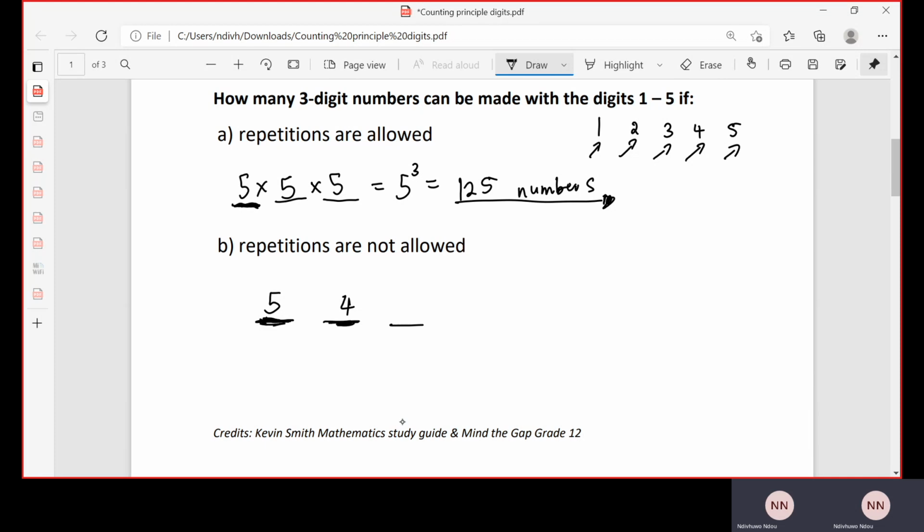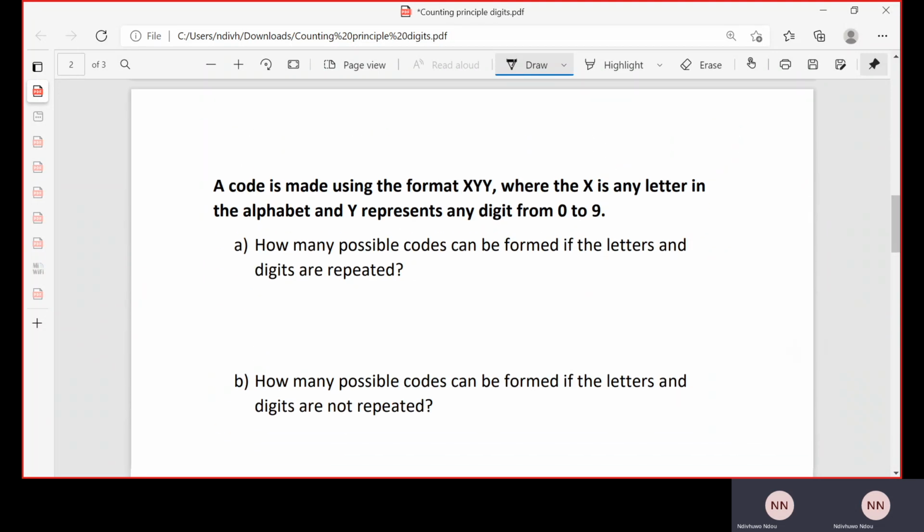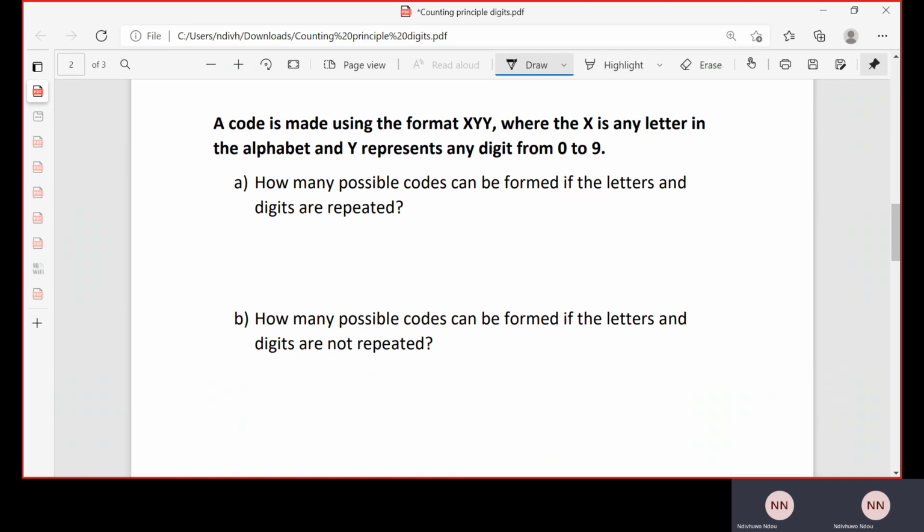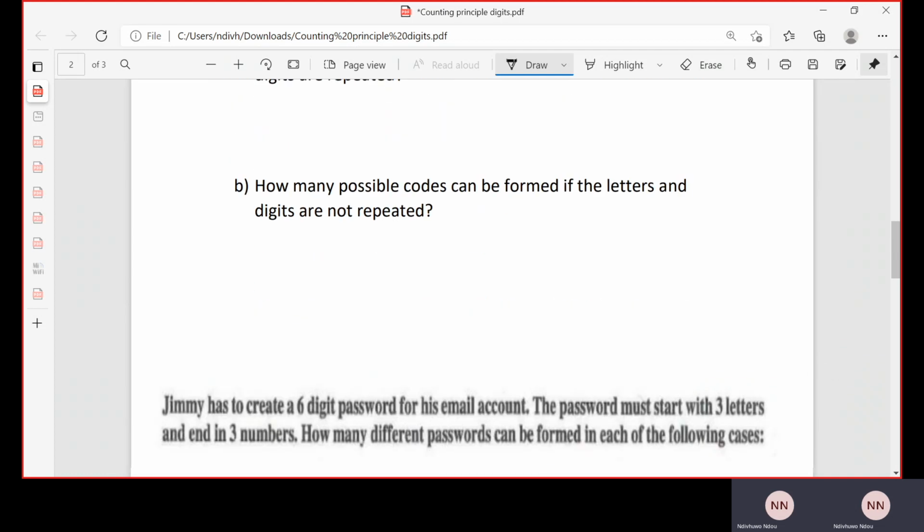How many choices? You have used 2 of the digits. From 5 of them, how many choices do you have? 3. Why? Because repetition is not allowed. So it's 5 times 4 times 3. This will give us 60 numbers that can be formed. 60 numbers that they can form. Okay, let's move to this other example.